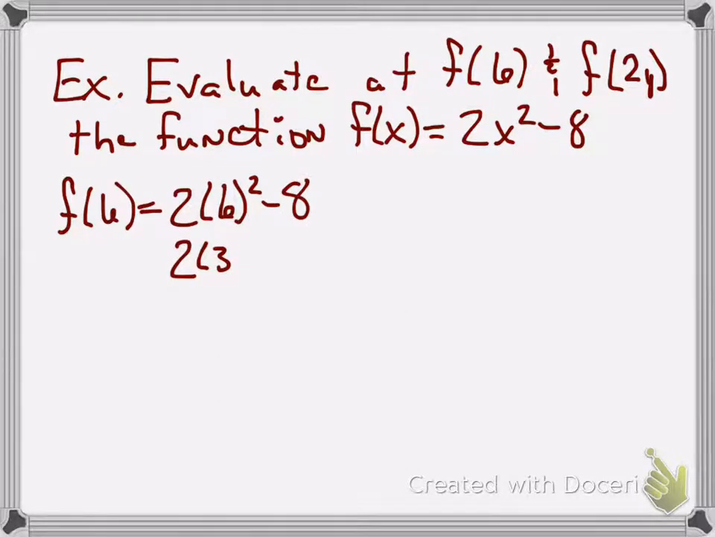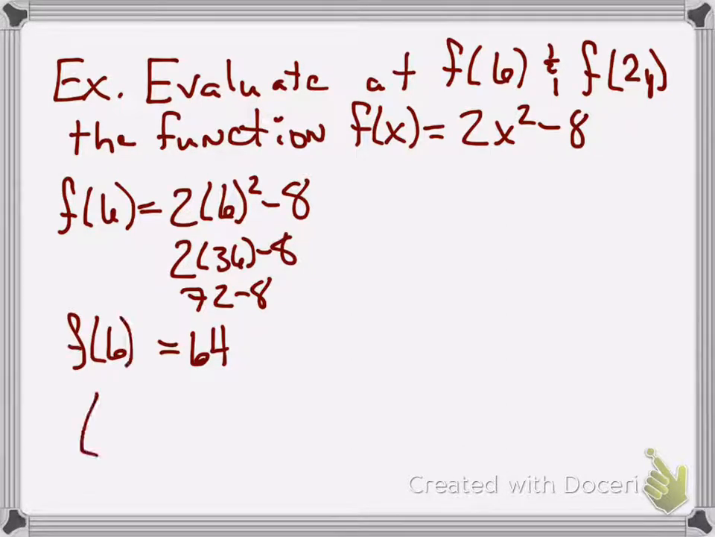I'm putting the 6 in place of the x. This is not very hard. You just plug it in and say, okay, 6 squared is 36. 2 times 36 is 72, and 72 minus 8 is 64. So at 6, the answer is 64. What does that mean? When the x was 6, the y value, f of x, was 64. You got to think of it in those terms.